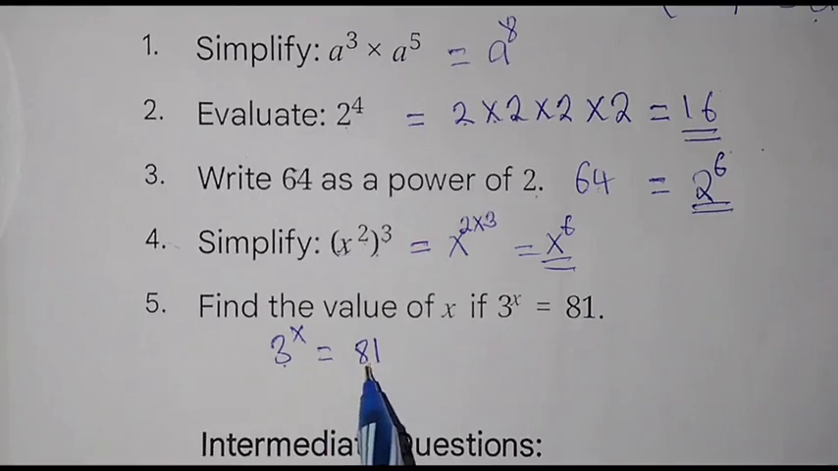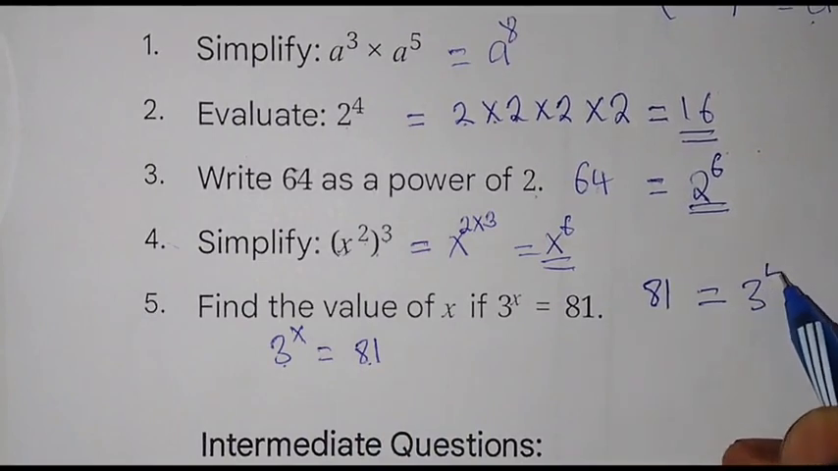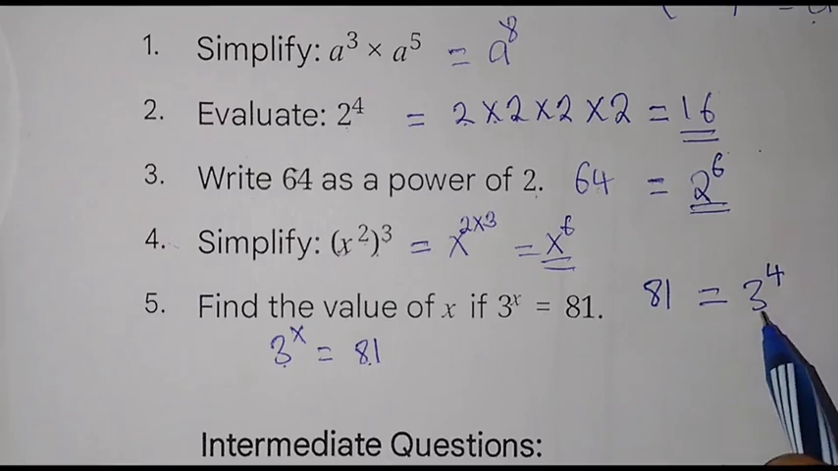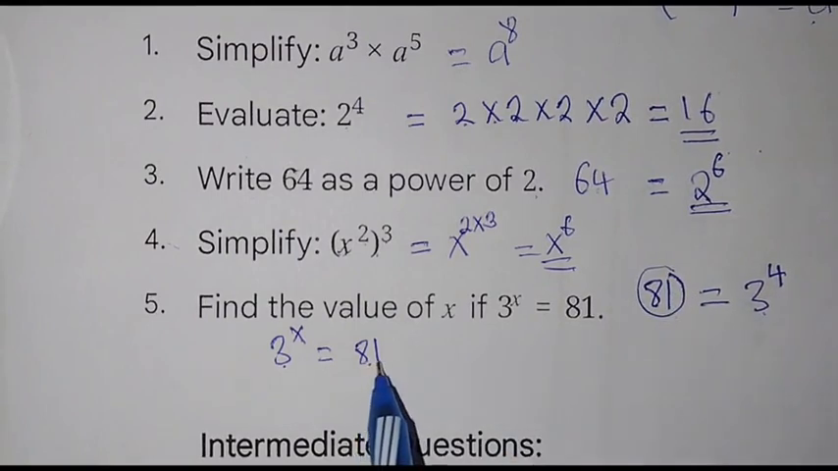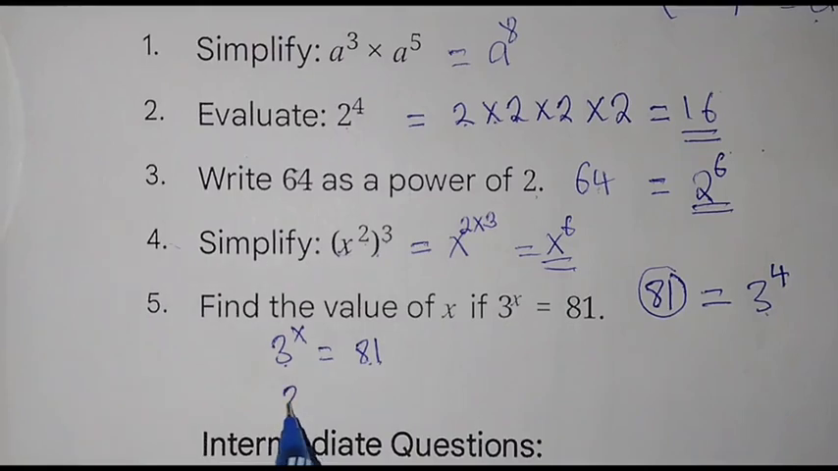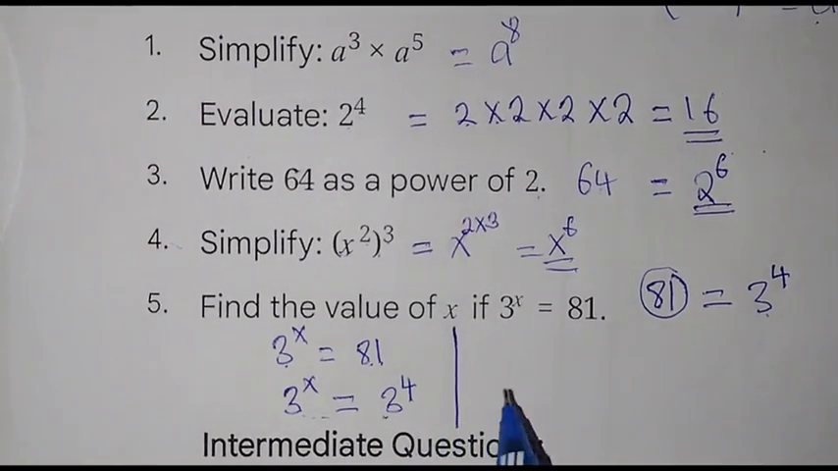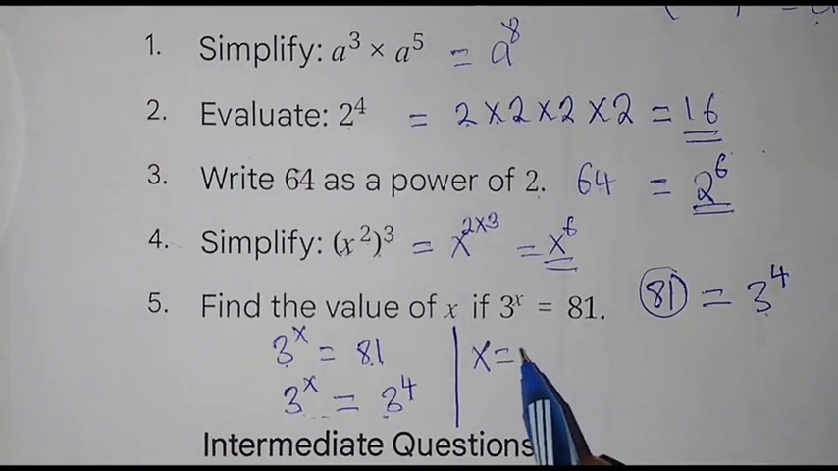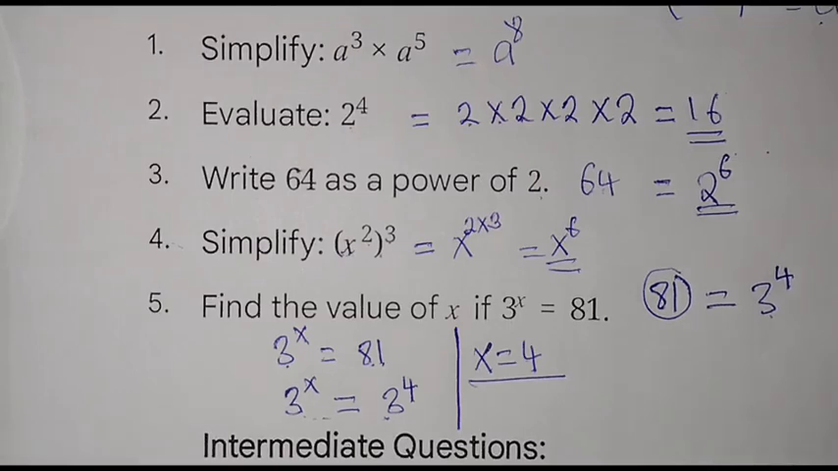Here we have 81. So we know that 81 is the same as 3 power 4. Because if you multiply the base 3 by itself 4 times, you are going to get 81. So I will write 81 in index form, which is going to be 3 power x is equal to 3 power 4. So we can see the bases are the same. So if the bases are the same, it means that we can equate the powers. So this will be x is equal to what? 4. So this is our answer. So I hope that you are following. We have answered this one. Let us now look at other questions.